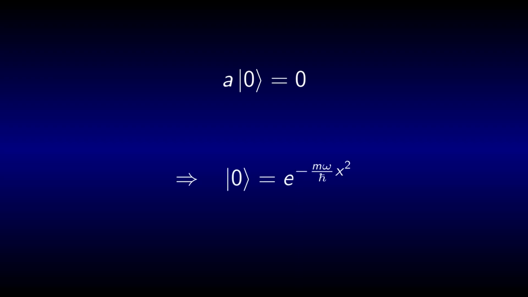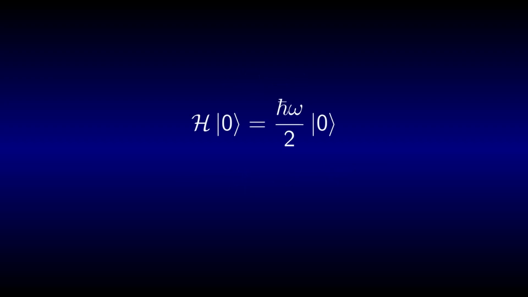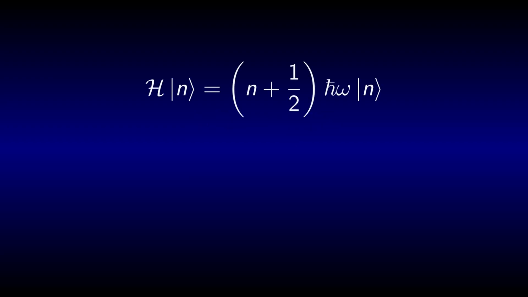Plugging in the definition for a gives you a differential equation which is solved by a Gaussian curve. If you now explicitly calculate the energy of this wave function, you find it to be ħω/2. I suggest that you do those calculations yourself. The energy of the nth eigenstate is consequently given by (n + 1/2) ħω. It is because of this that a dagger a is often called the number operator.